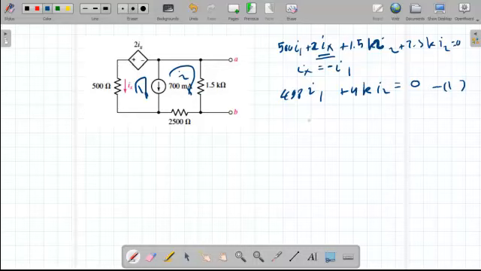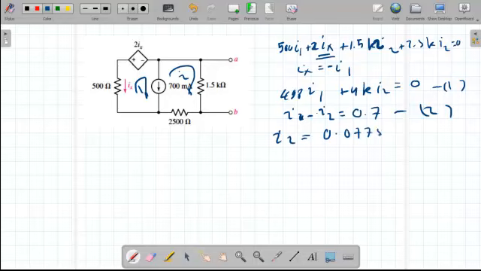The second equation that we have: I1 minus I2 equals 0.7. This is my second equation because I1 is in the direction of the current source. So after we solve these two, we will find I1 and I2. We are interested in I2. I2 will equal 0.0775 amp.